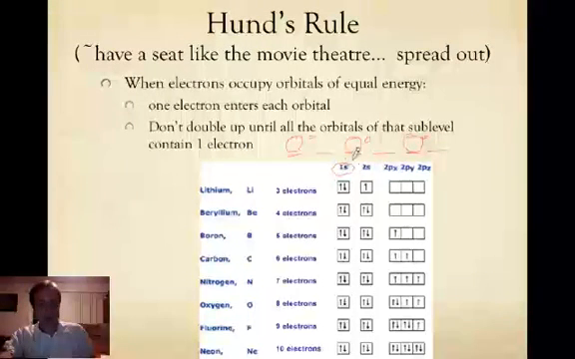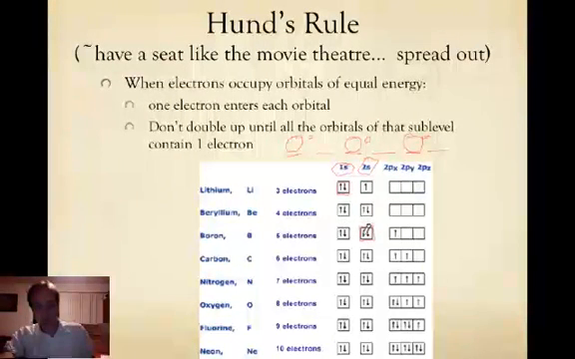First of all, this doesn't apply to the 1s or the 2s because they only have a spot for 2 electrons. So before you can move on to the 2s, you have to fill the 1s with 2 electrons. Before you can move on to the 2p, you have to fill the 2s with 2 electrons. So there's no spreading out here.